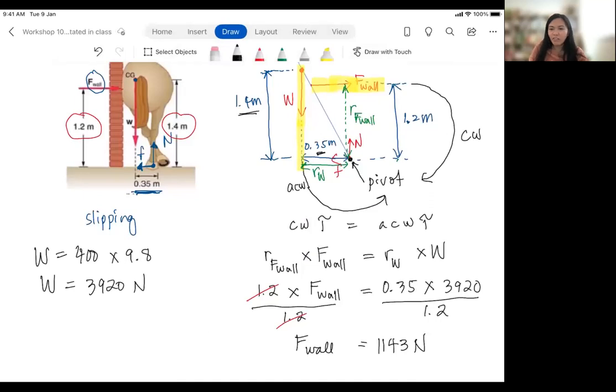Yep, okay, right. I guess the trickiest part here would probably be finding the lever arms. But yeah, let's move on to the next question.